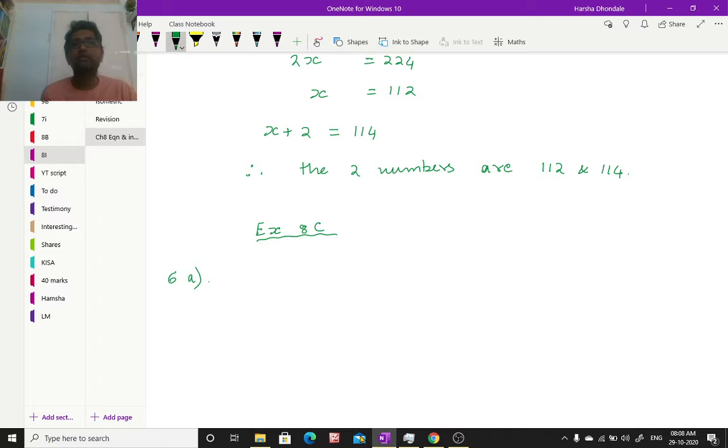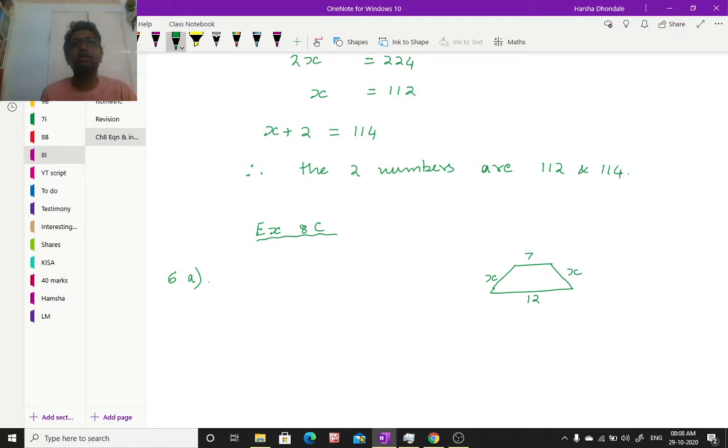Okay, so let me draw the diagram for you. The diagram is something like this. This is 7, this is x, this is x, and then this is 12. All the values are in centimeters.